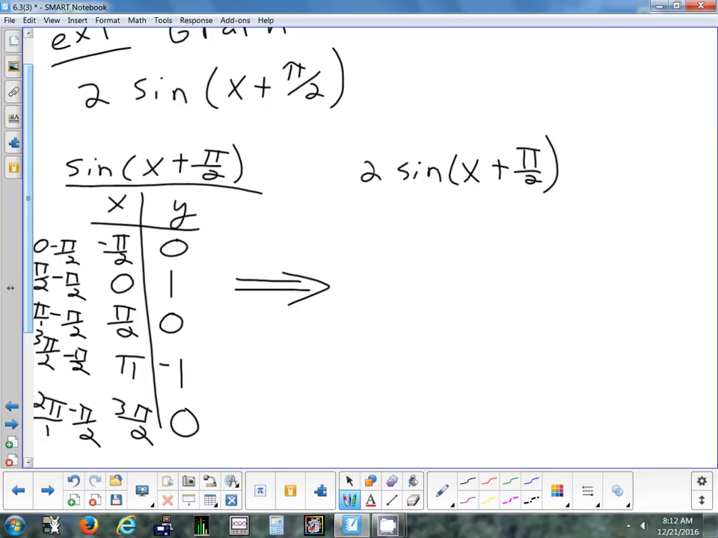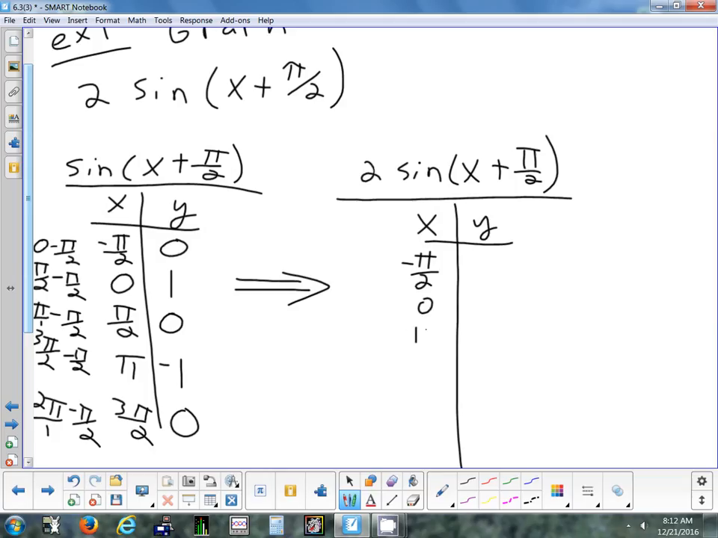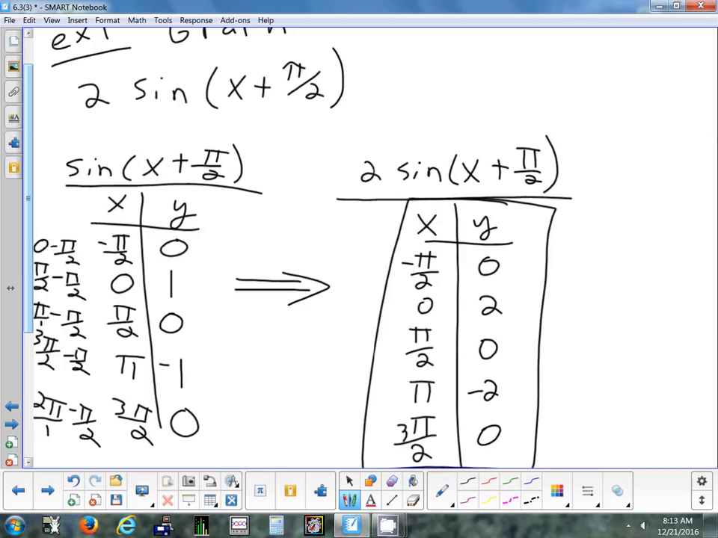When you do an amplitude change, what values stay the same? The x's. So now we're going to copy the x's, not from the original table, because that would undo the phase shift. We're going to copy the x's from the table we just had. So you've got negative pi over 2, 0, pi over 2, pi, 3 pi over 2. And what am I going to do to all the y values? Yeah, I'm going to double all the y values. What would you get if you double them all? 0, 2, 0, 2, 0. Yes. So that is your table.